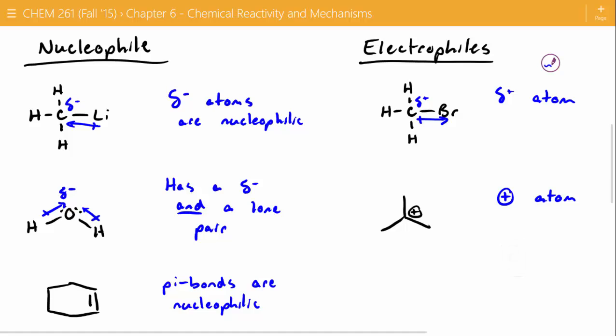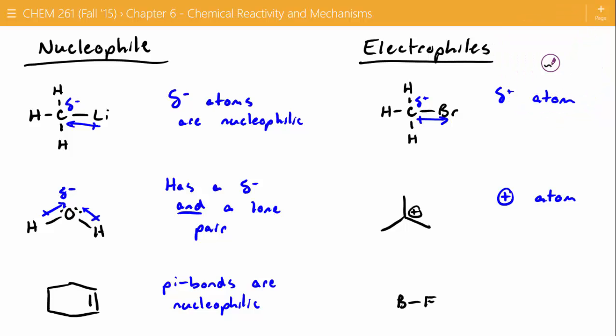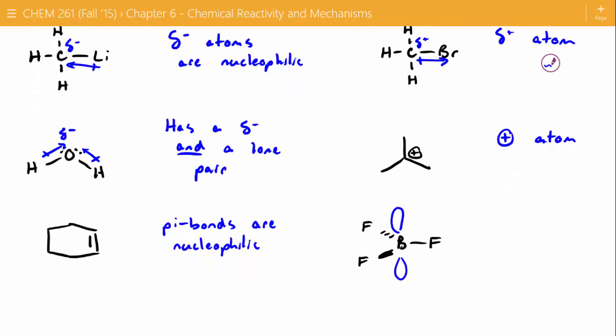All right, the last one. Trusty one from the exam you guys saw. I think this was on one of the exams, right? Boron trifluoride. Why is this electrophilic? Yeah, it's got this empty p orbital that's sticking straight up and down. So we can just say vacant p orbitals also make molecules electrophilic. So these are our general guidelines.